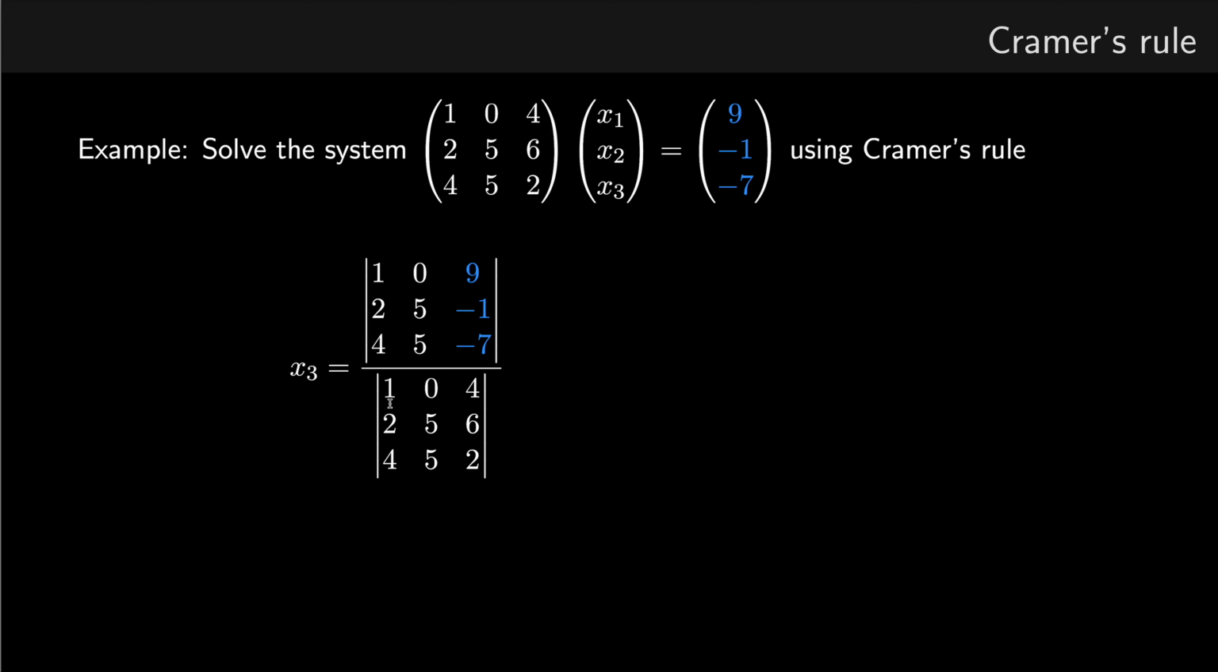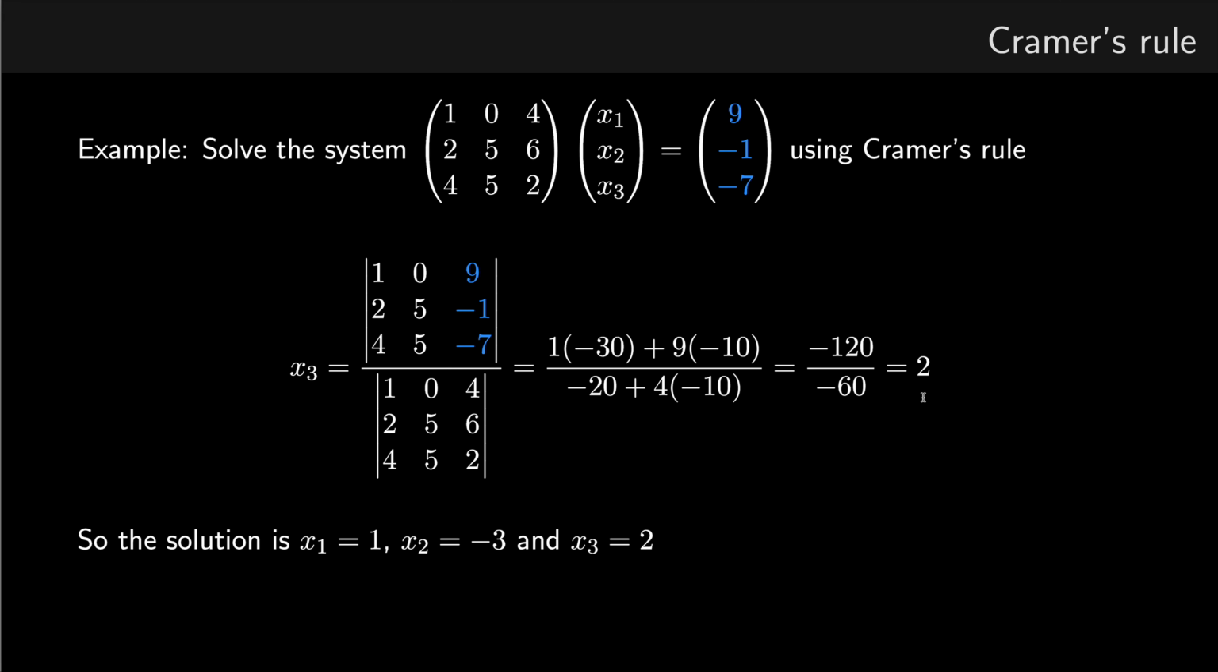And finally for x3, this time we replace the third column of A with our constant values. The first two columns remain unchanged. If we calculate these determinants again, this time we have minus 120 over minus 60, which equals 2. So the solution to this system is x1 equals 1, x2 equals minus 3, and x3 equals 2. Now we can substitute these values back into the original system to check, but they're correct.